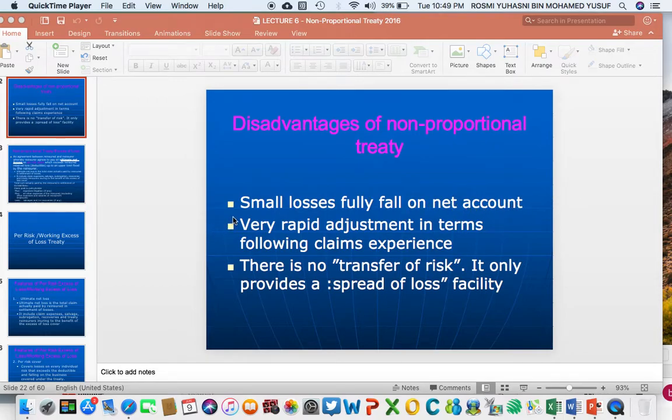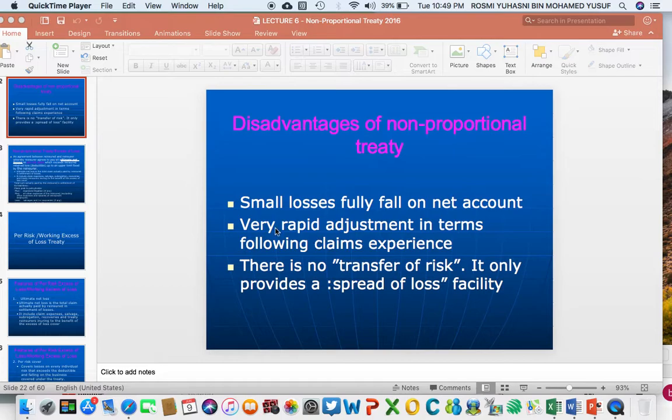What does it mean? Small claims, or claims which are not more than the deductible, fall 100% on, or are retained by, the insurer. If claims are more than the level of the deductible, then only the reinsurer will get involved in the settlement of the claim. Otherwise, if the claim is less than the deductible, definitely these claims are borne by, or are paid, or are retained by the insurer. So this is one disadvantage of non-proportional treaty to the insurer.